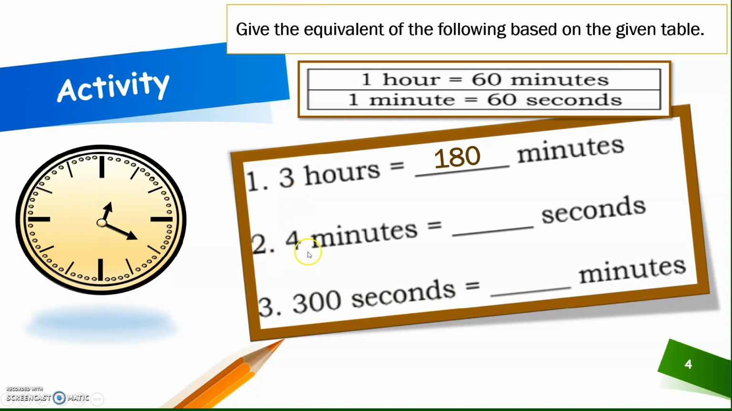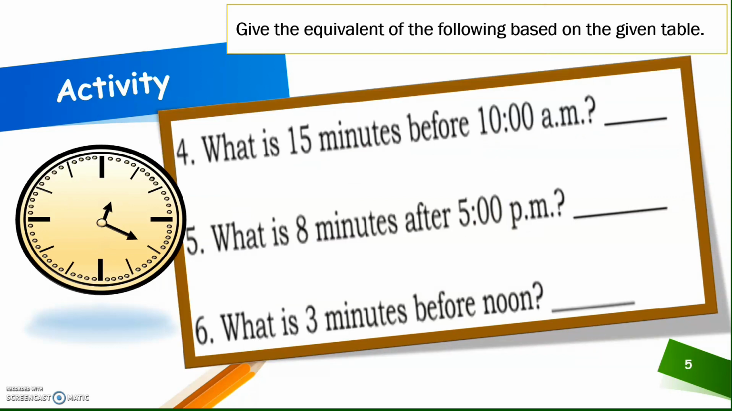Next, number 2. If we have 4 minutes, how many seconds are there? We have 240 seconds. And lastly, number 3, if we have 300 seconds, how many minutes are there? There are 5 minutes. Next, for number 4, what is 15 minutes before 10 a.m.? Okay, the answer is 9:45 a.m.